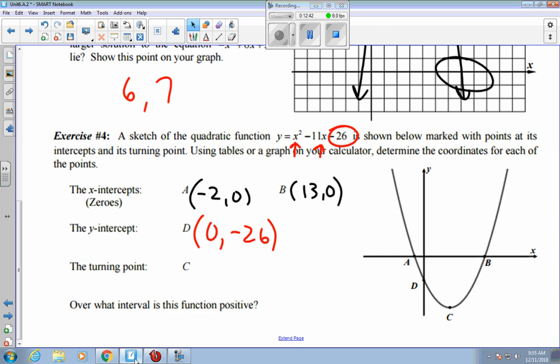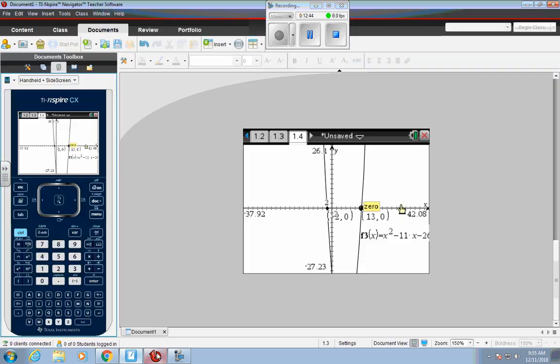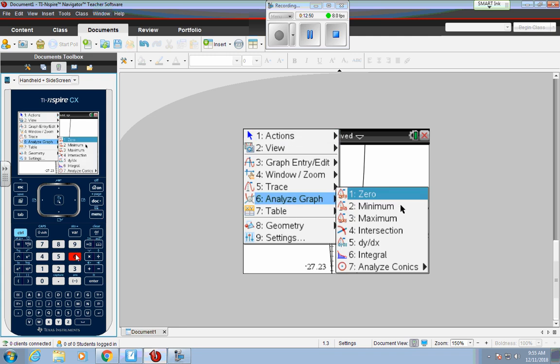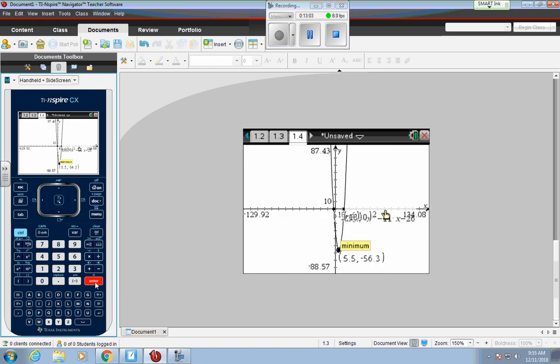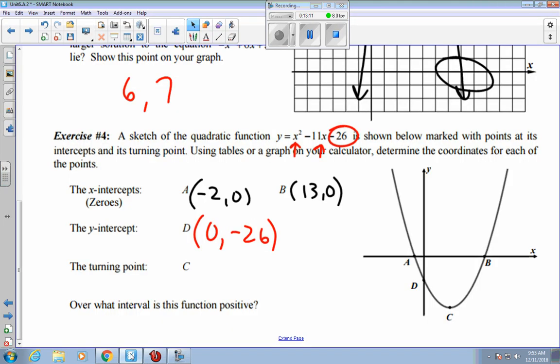The turning point. Back to your graph. Menu, Analyze Graph. This is going to be a minimum point. Lower bound, pull it over here to the left. Enter. It doesn't matter how far you are. Okay, look, it says minimum right there. Enter, enter, it'll zoom out for you. So there you have your minimum or your turning point, which is (5.5, -56.3). That's your turning point.